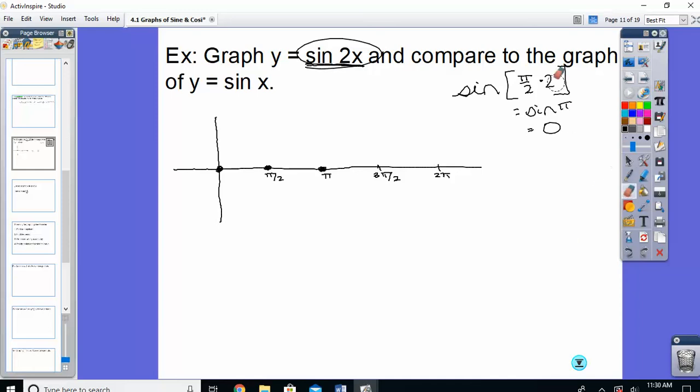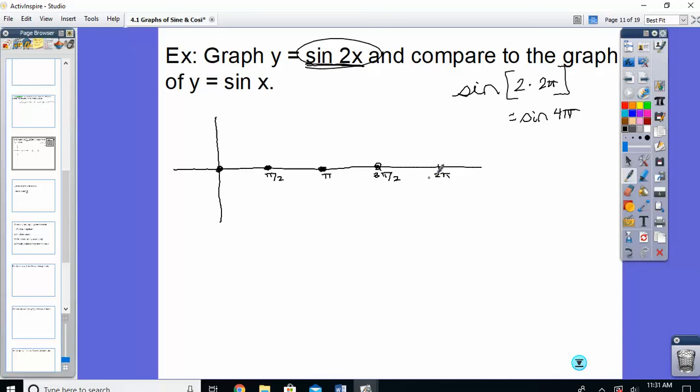Okay, so if I wanted 3 pi over 2, that's sine of 2 times 3 pi over 2. So that's the sine of 3 pi. So we know you're at 0, pi, 2 pi. So 3 pi would be back here, and sine is 0. If I put in a 2 pi, sine of 2 times 2 pi is sine of 4 pi. And 4 pi is back here, and it's 0.